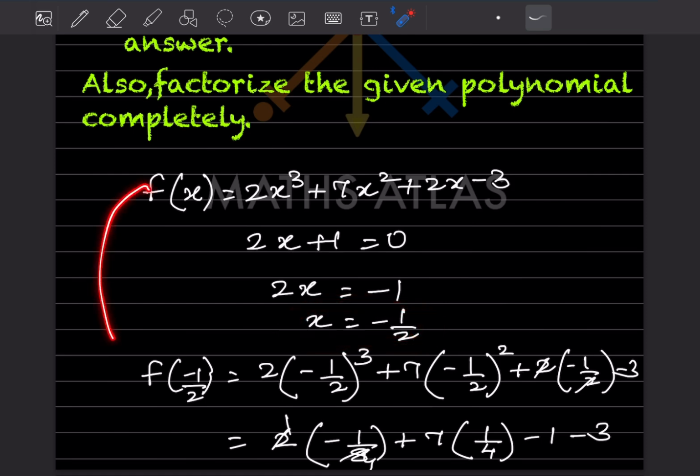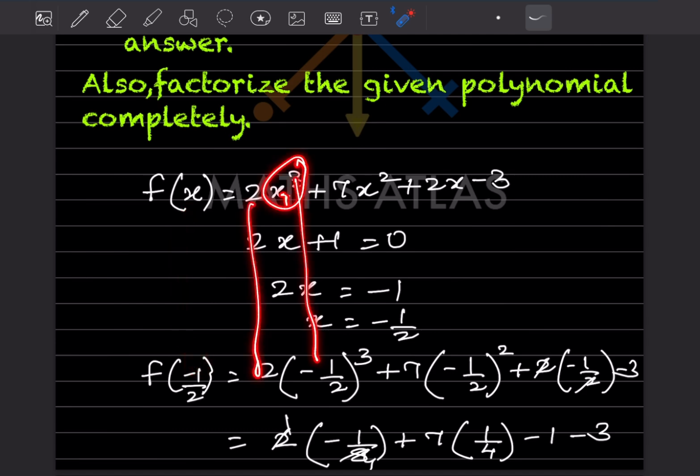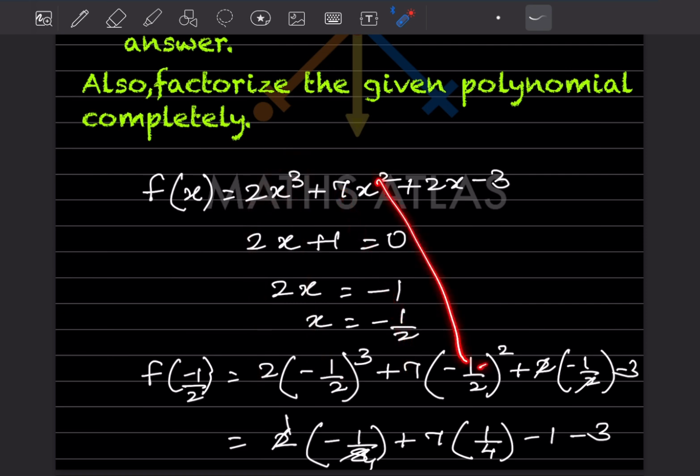We are going to put this in the polynomial. So this is going to be f of minus 1 by 2. So 2 as it is, then minus 1 by 2 raised to 3, plus 7 times minus 1 by 2 raised to 2, plus 2 times x, that will be minus 1 by 2, and this is minus 3.